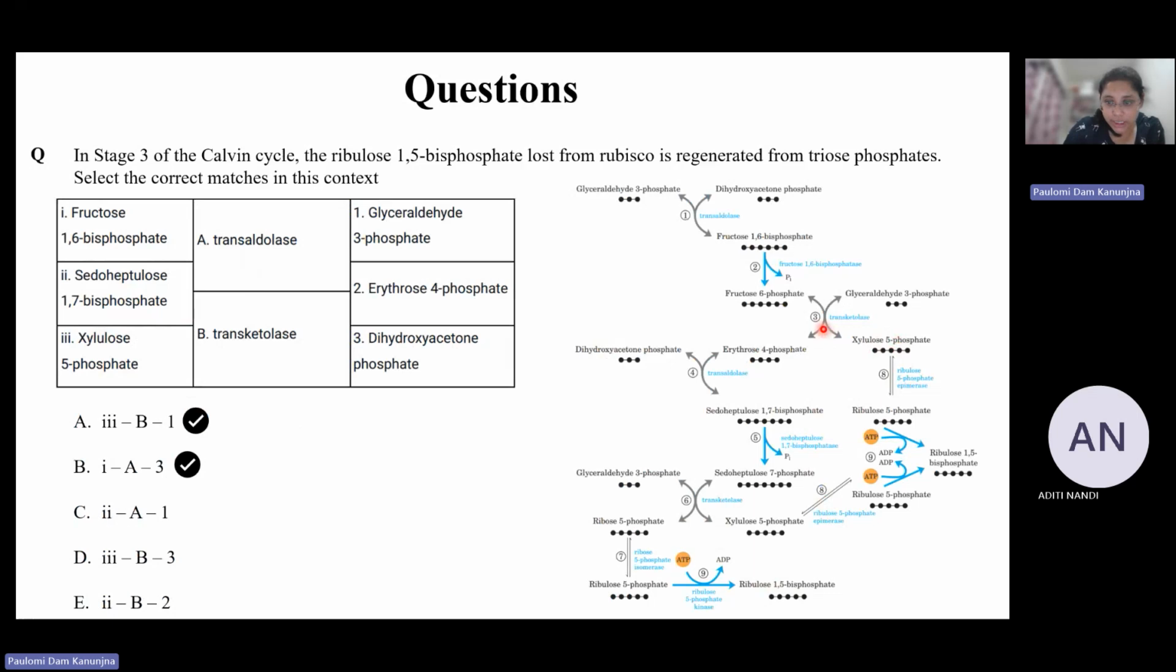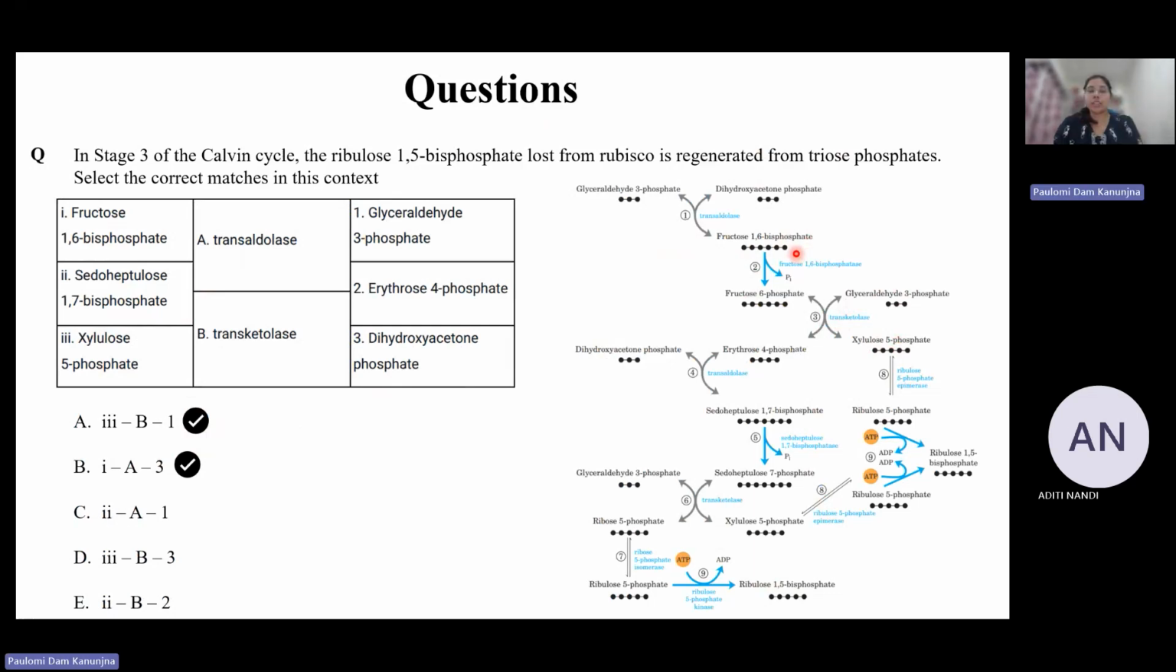Then B, which is transketolase, which is correct, gives you 1, which is glyceraldehyde 3-phosphate. So it is correct. So that's why this is a correct statement or correct option. Next one says fructose 1,6-bisphosphate, which is here. It says A, so transaldolase. This should give us DHAP. And it says third, so this is also correct.